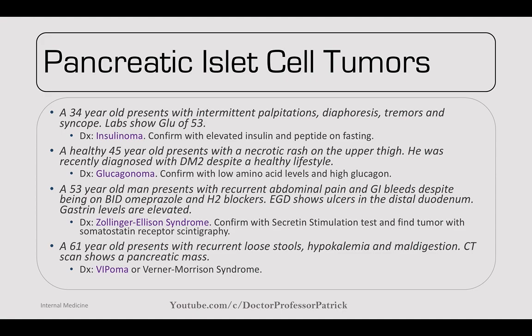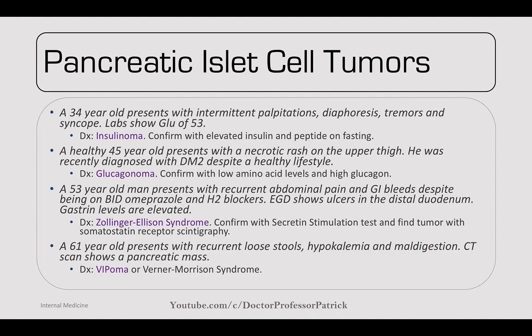So now we've got a healthy 45-year-old who presents with a necrotic rash in the upper thighs. He was recently diagnosed with type 2 diabetes despite living a healthy lifestyle. So this is indicative of a glucagonoma. You can confirm this with low amino acid levels and high glucagon. So this migratory rash is pathognomonic for glucagonoma, and then the fact that he's a healthy individual, it does not seem like MODY or maturity onset diabetes of the young.